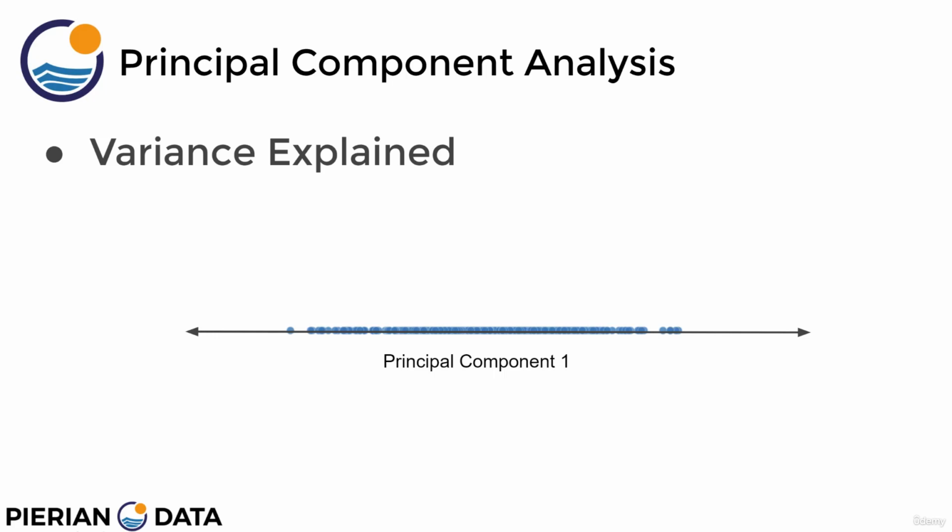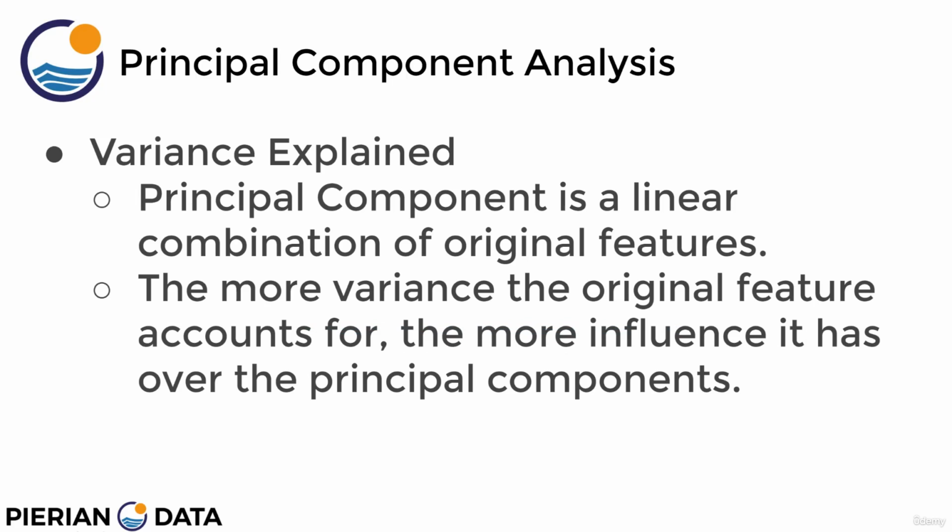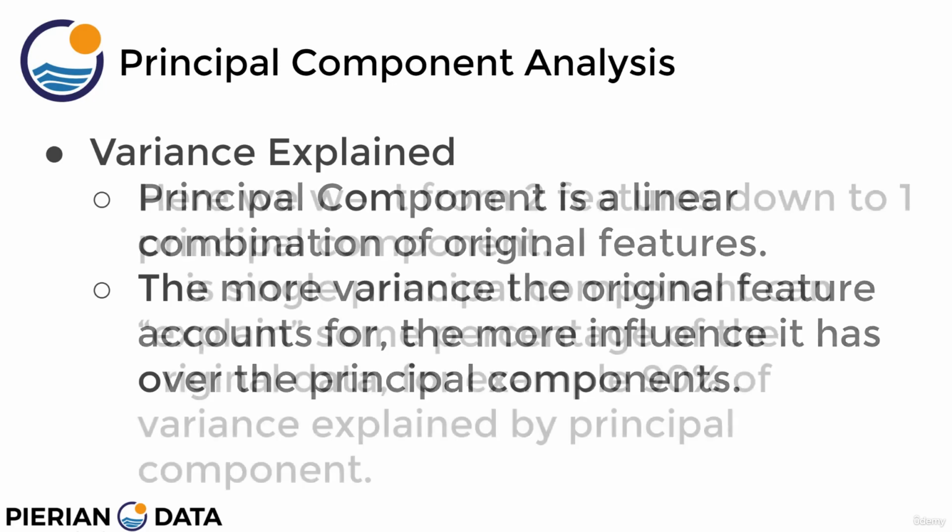And we can do this from any number n to any other number n. So I can go from 30 original feature dimensions to maybe 5 principal components, or something like that. Here we've gone from 2 to 1. Now, a principal component is a linear combination of the original features. The more variance the original feature accounts for, the more influence it's likely going to have over those principal components that are discovered by PCA.